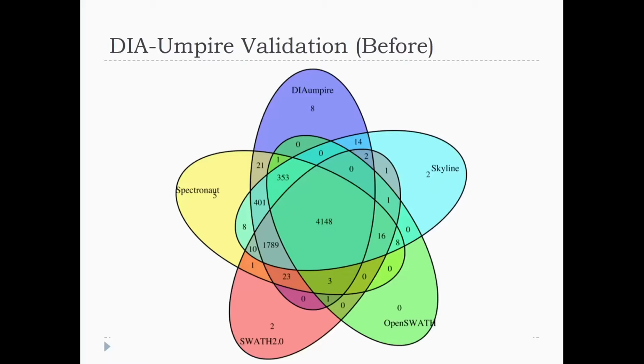And yeah, this will take you a moment to get your head around. A Venn diagram with 5 different things. Well, can anybody see anything of interest here? I mean, obviously, there's lots of things that we all agree on, and there are not very many things that are, where do we find, uniquely DIA-Umpire, 8. So that was good.